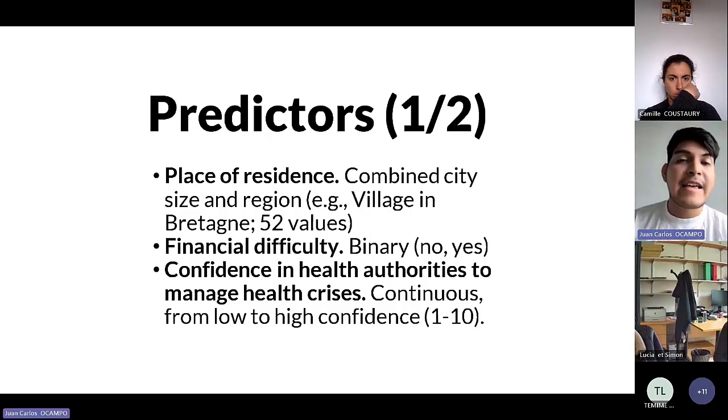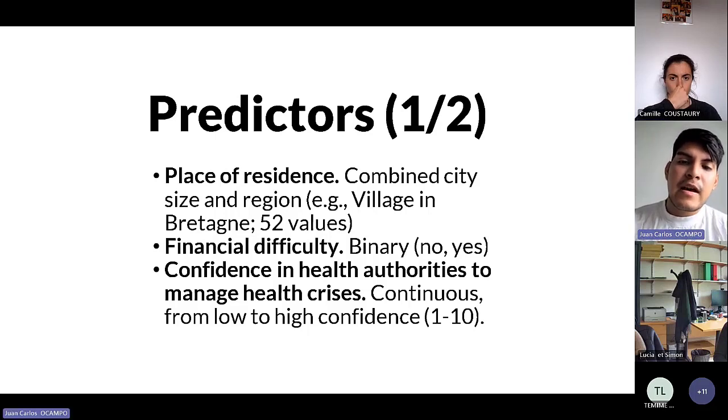And then we have financial difficulty. This is a binary, no, yes. This one is collapsed. We asked our participants if they experience financial difficulties, such as not being able to pay your mortgage and so on. And the response categories were no, yes sometimes, and yes often. We collapsed both yes responses due to sample size.